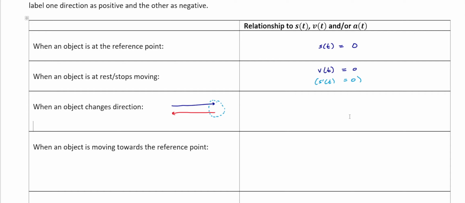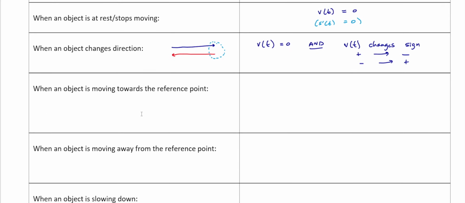So let's write that out when it comes to those relationships. The velocity has to be 0, and the velocity function must change sign. So in our case right here, it went from positive to negative. Alternatively, it could also go from negative to positive. When an object is moving towards the reference point, again, I'm going to provide some diagrams here to help visualize what we're talking about.